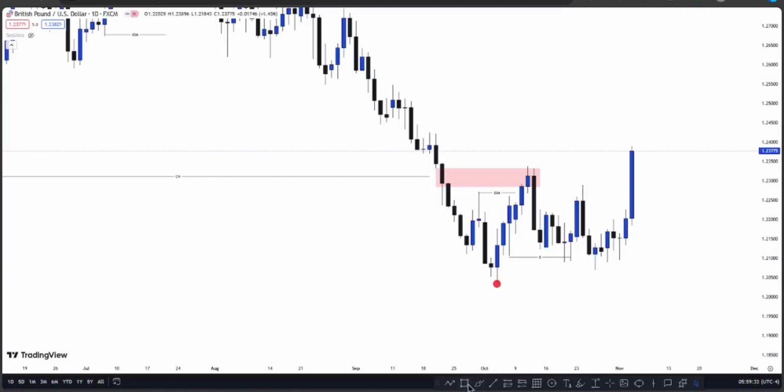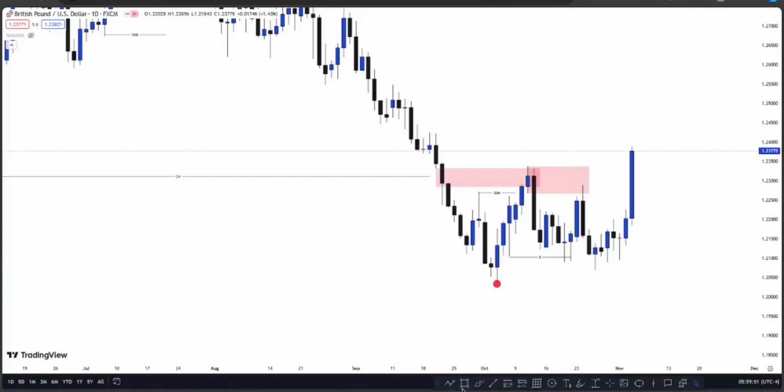And where did price go to when it went higher? After taking out that inducement, it went to this other block here. It went to this POI here. And as you can see, it reacted off of that POI. So you could have taken advantage of this POI on your lower time frame to take trade lower.